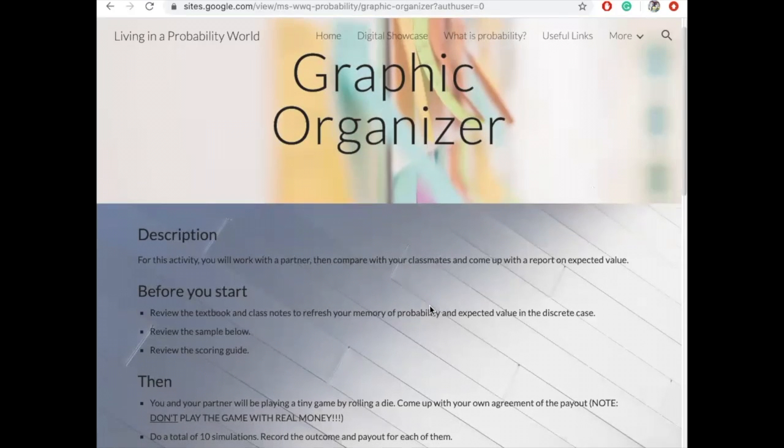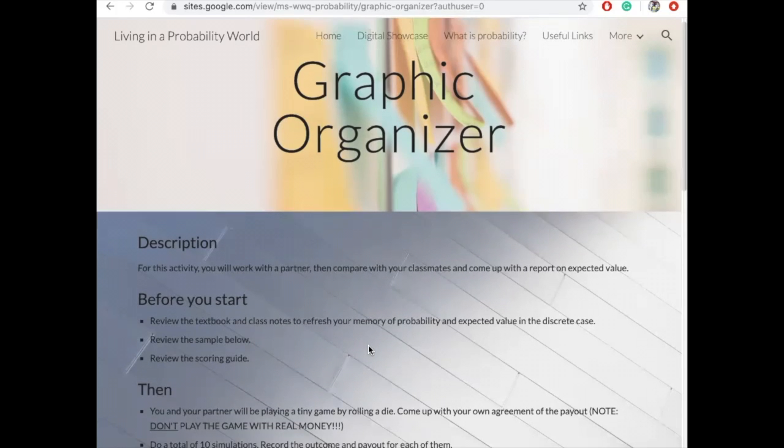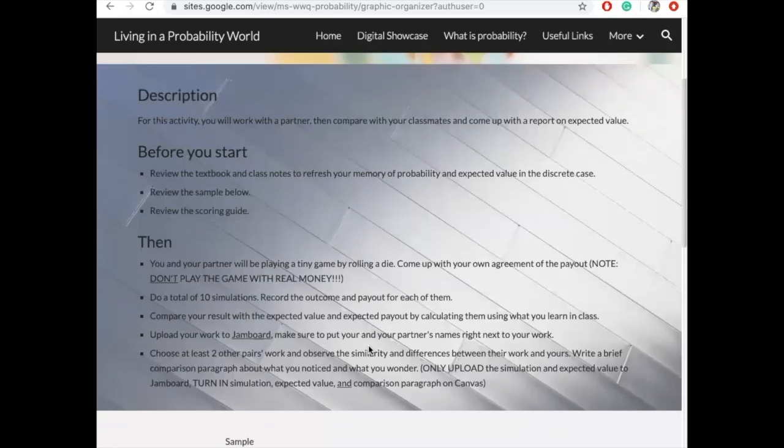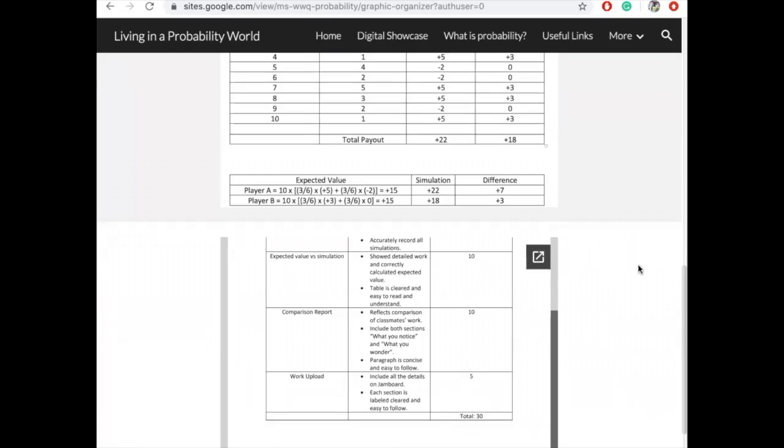Next I have is the graphic organizer. This is where the exercises begin. For this activity, you will need to work with a partner, then compare with your classmates and come up with the report and expected value. Before you start, I recommend you review the notes and textbook to refresh your memory, and also review a sample below and the scoring guideline.